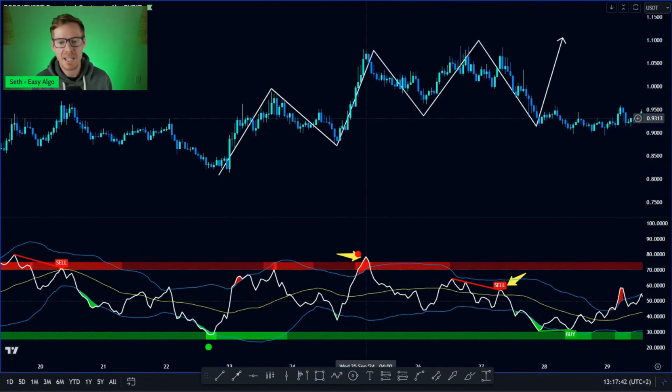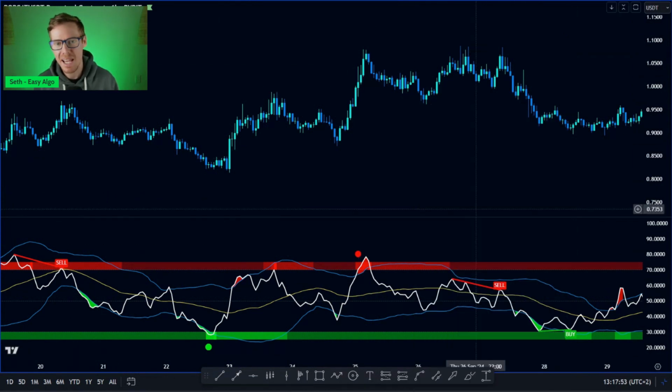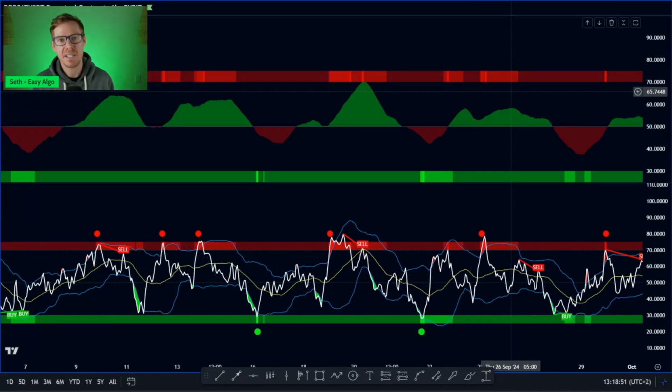So how do we time these swings when they start changing directions? That is where the TDI X becomes one of your favorite tools. There is many ways to use the TDI X. It has so many different functionalities, and you can customize it to your trading style.